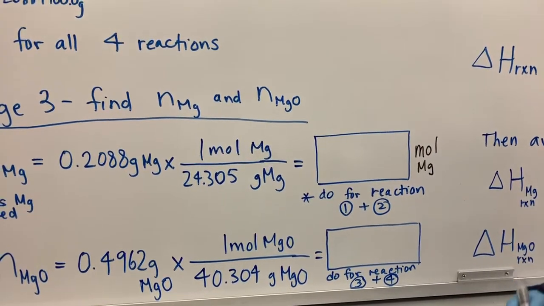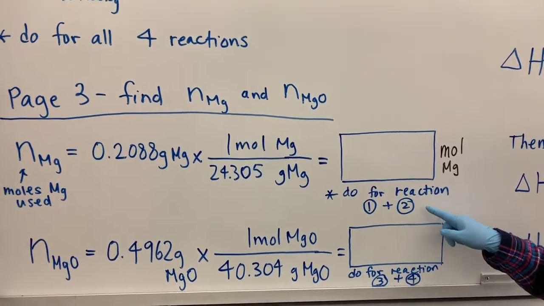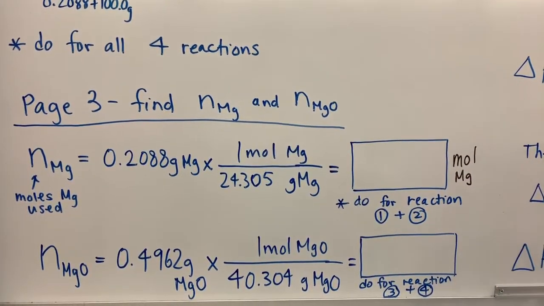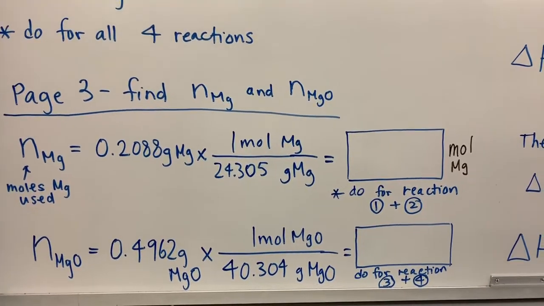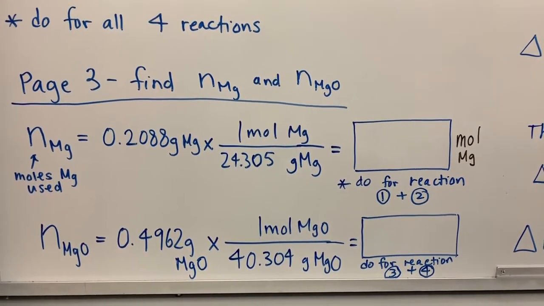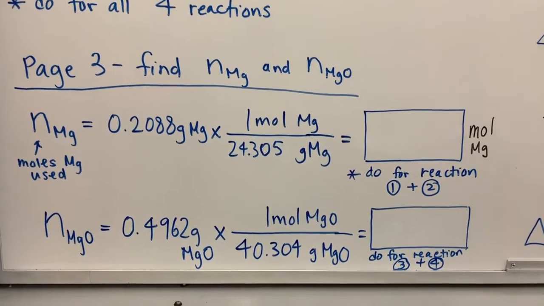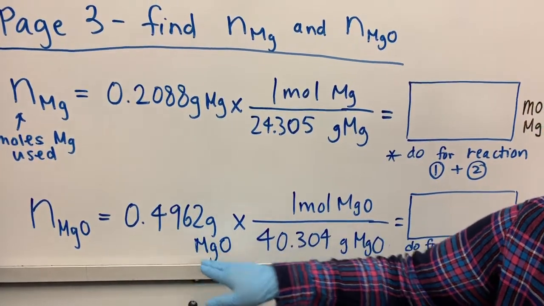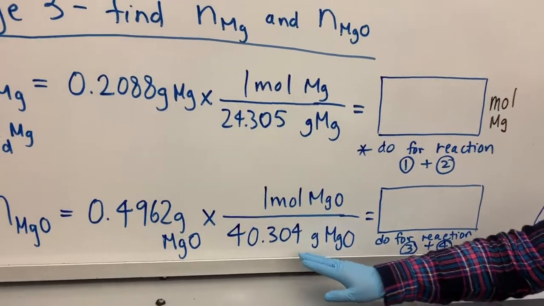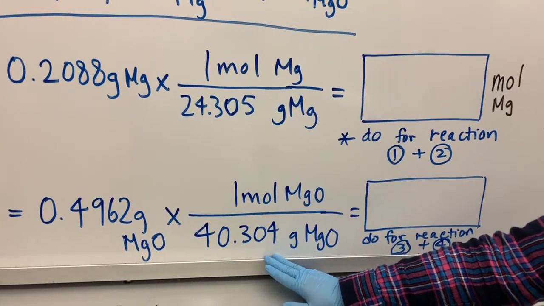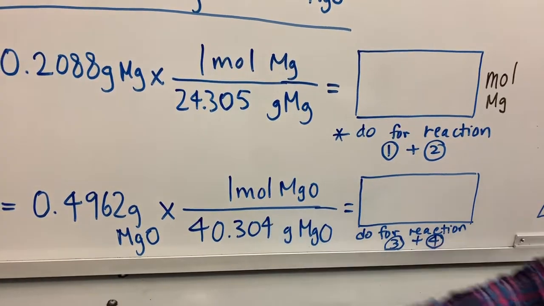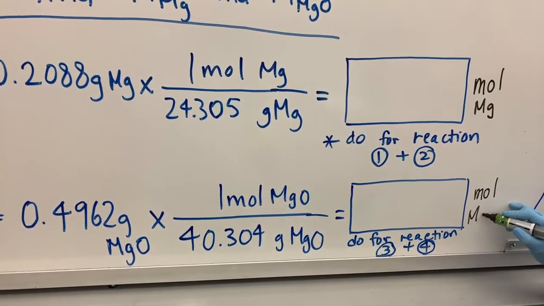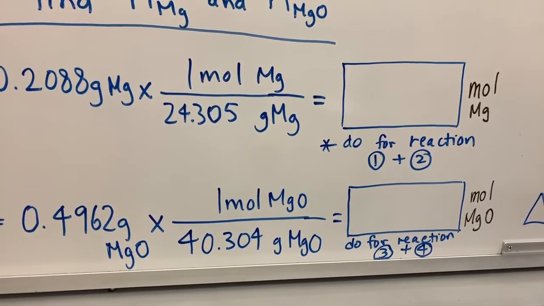And again, you should repeat it for reaction 1 and reaction 2. Of course, the mass is slightly different. It's really close to 0.2. You should use real numbers to get reaction 1 and reaction 2. Okay? The third and fourth reaction, remember we did it with the white solid powder, which is the magnesium oxide. So again, this is for reaction number 3. I put 0.4962 magnesium oxide. And again, the molar mass of magnesium oxide is 40.304. This is the conversion factor. Okay? And you're going to get moles of magnesium oxide. And you're going to do this for reaction 3 and 4.